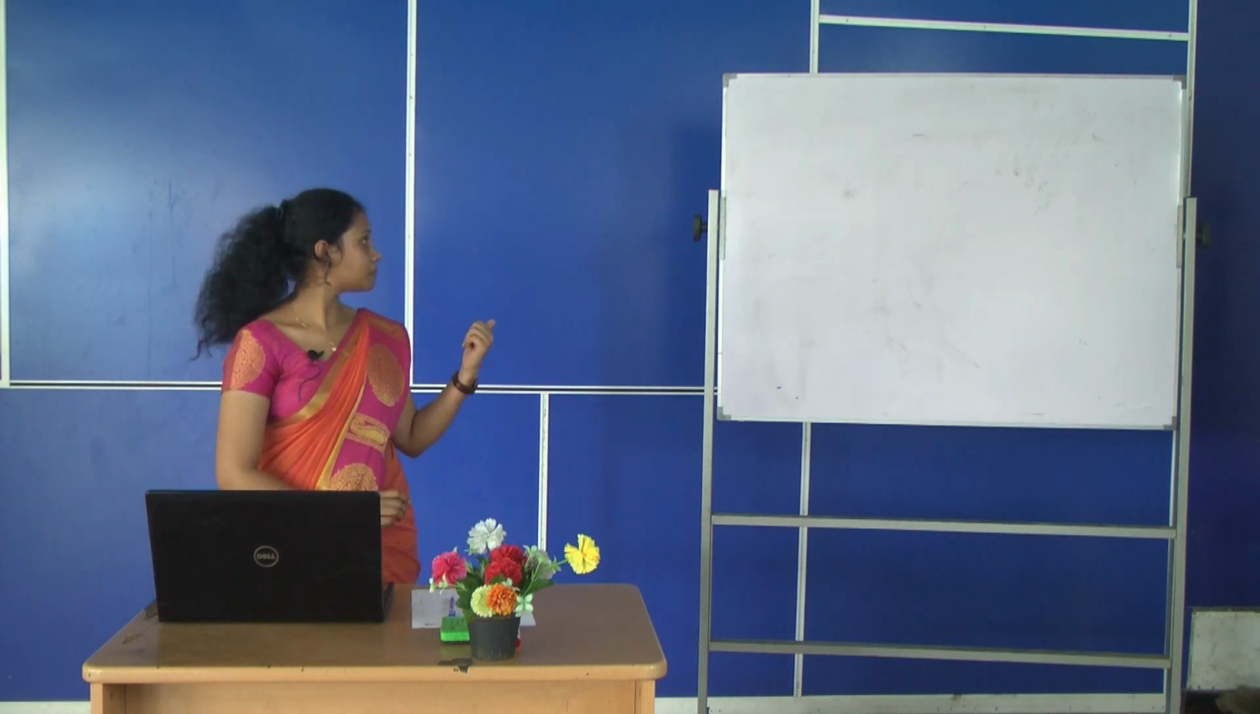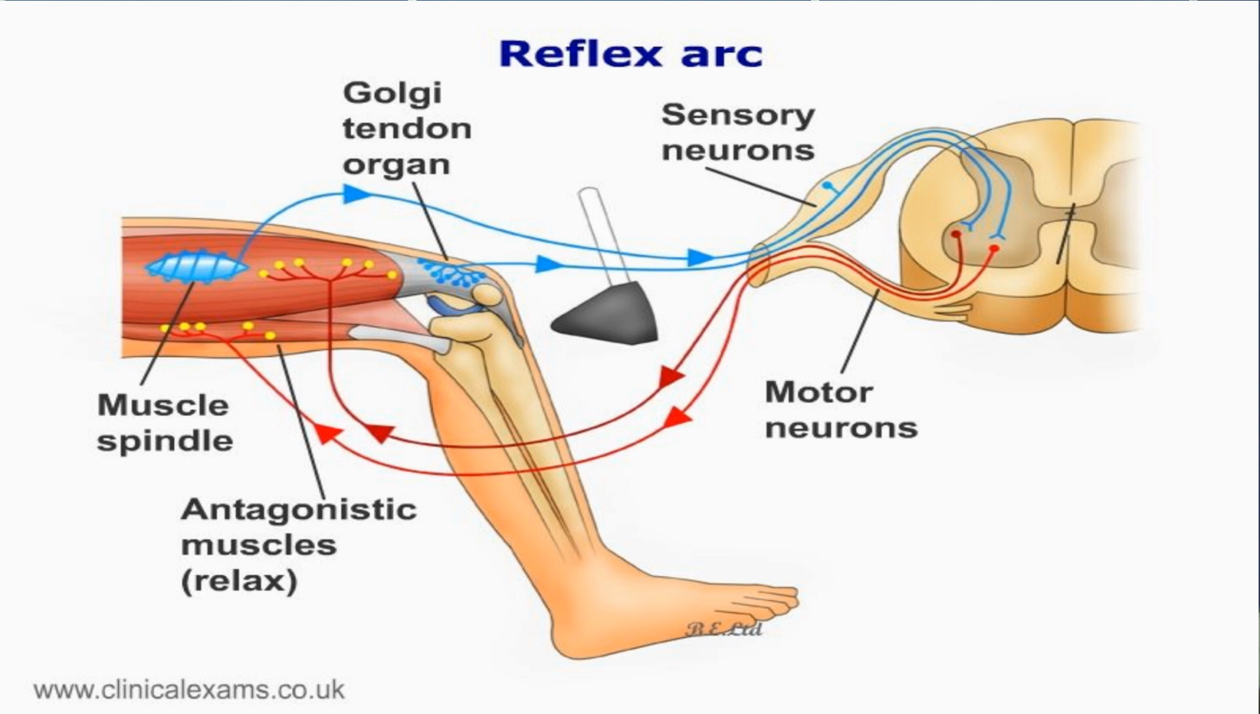Here is an example of a reflex arc. Your leg touches a pin, and soon after you touch the pin, you move your leg. So this is the diagram of a reflex arc. First the stimulus, then the receptor, then the sensory neuron, then the relay neuron, then the motor neuron, and finally the effector, and the effector shows the response.